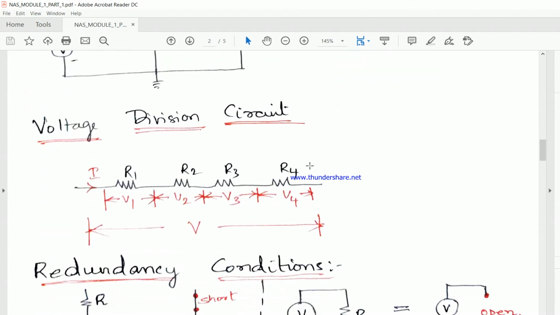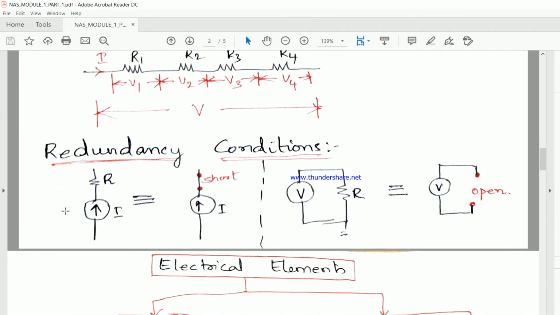So in a voltage division circuit, as I said, we have a series circuit here where R1, R2, R3, R4 all are connected in series, and the total voltage is V. V1 is the voltage drop across R1, V2 is across R2, V3 is across R3, and V4 is across R4. Then the total voltage V is equal to V1 plus V2 plus V3 plus V4 all added up. Anyhow, this voltage division circuit says that the voltage gets divided across each of the resistors connected in series.